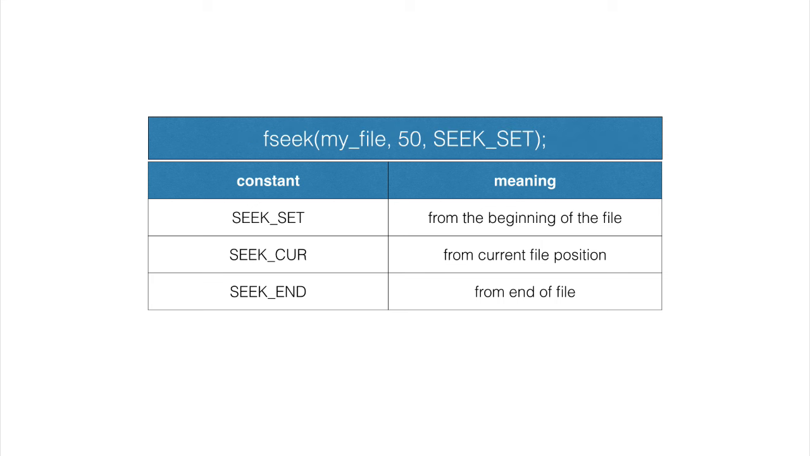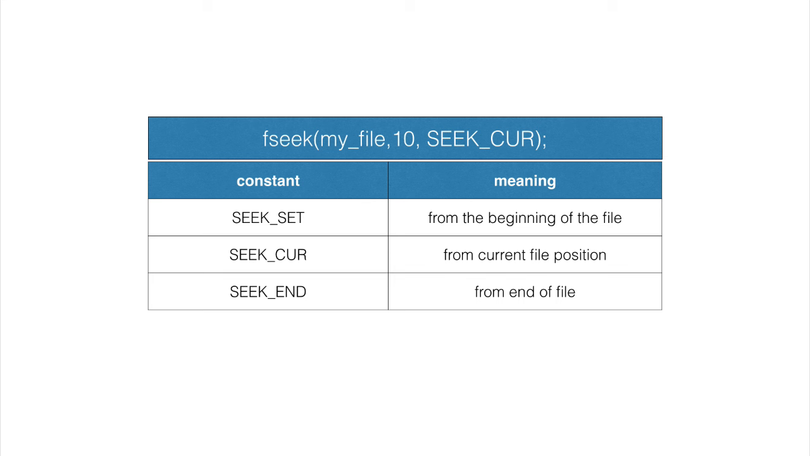This command moves the file position to byte 50 of a file. Notice that we use SEEK_SET to make the 50 relative to the beginning of the file. In contrast, this command moves the file position to the 50th byte before the end of the file. Here we use SEEK_END to make the 50 relative to the end of that file.